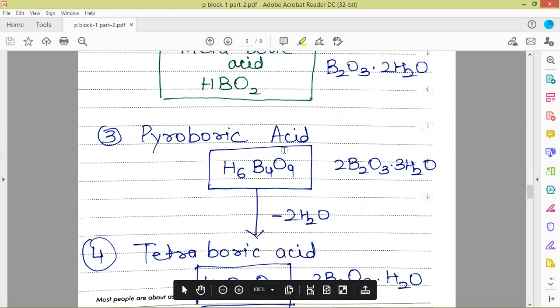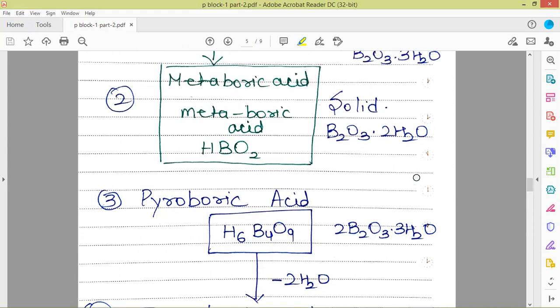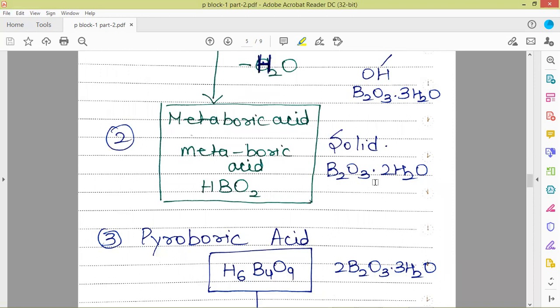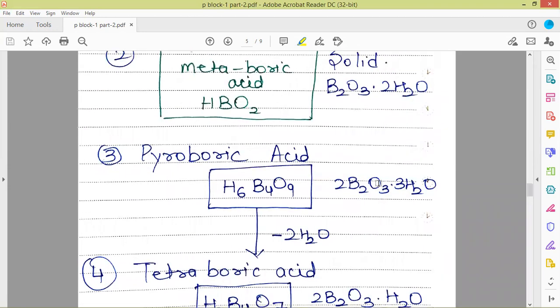The fourth one is pyroboric acid. You will have to memorize it just like boric acid. You can memorize it as the ratio between B2O3 and water being 2:3, as was observed in sesquioxide. Within these 4 types of boric acid, the only difference is the ratio between B2O3 and water molecules, that is, how many water molecules they have, and based upon that they have different structures.